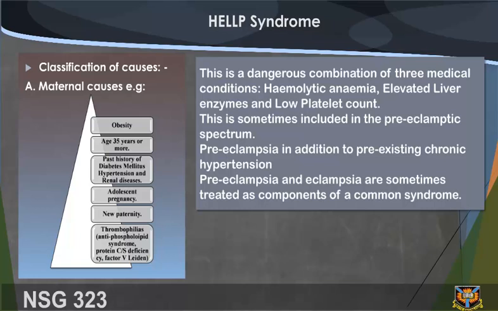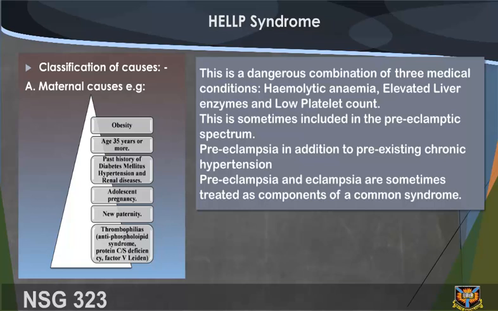Classification of causes. A. Maternal causes, e.g., obesity, age 35 years or more, past history of diabetes mellitus, hypertension, and renal diseases, adolescent pregnancy, new paternity, thrombophilias, and phospholipid syndrome, protein C and S deficiency, factor V Leiden.